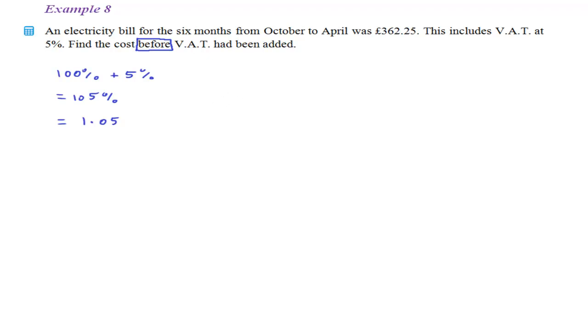Now we'll take the £362.25, and if we divide that by the percentage change, so in this case 1.05, then we'll get the original amount. Because we're dividing by something just a little bit bigger than 1, we'll find that we get an answer that is just a little bit smaller than what we started with, and that would make sense because we're trying to find the cost of the bill before the VAT was added, so it should be less. If you key this into your calculator, because this is a calculator question, then you'll find that the bill without the VAT was £345.